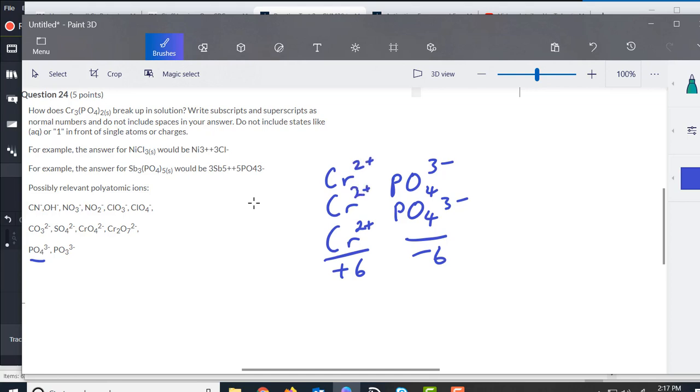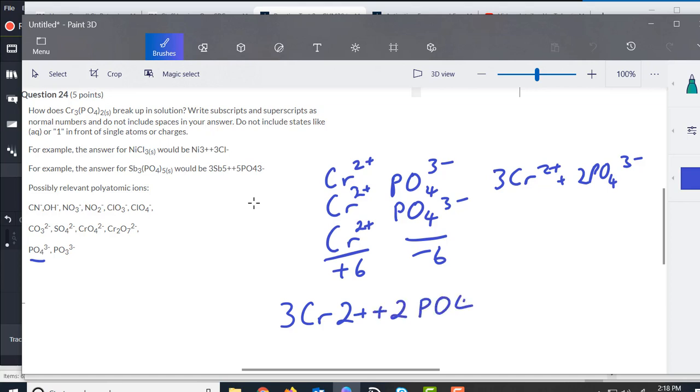So my final answer would be 3 Cr2+ and 2 PO4 3-. Now when you format that, it's going to look like this: 3 Cr2+ 2 PO4 3- is how it would look. That's in that box that you're going to put the answer into.